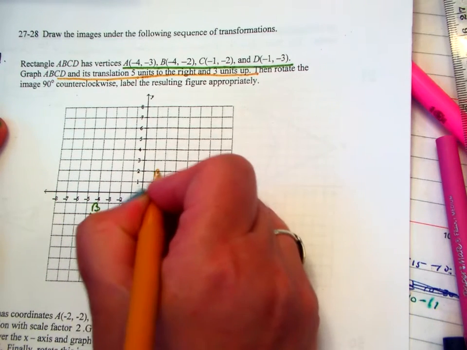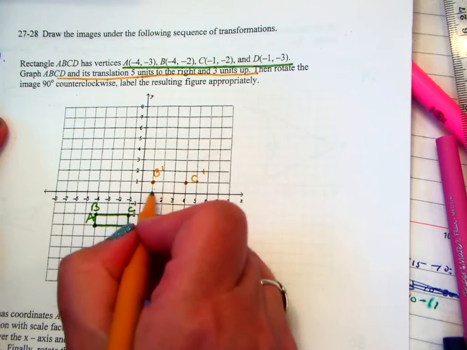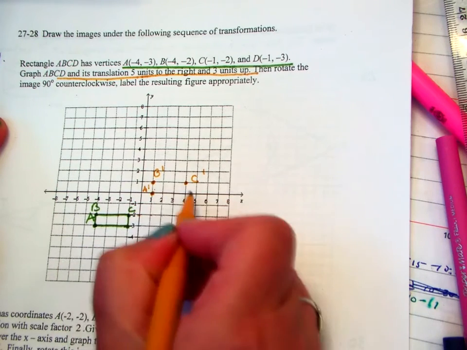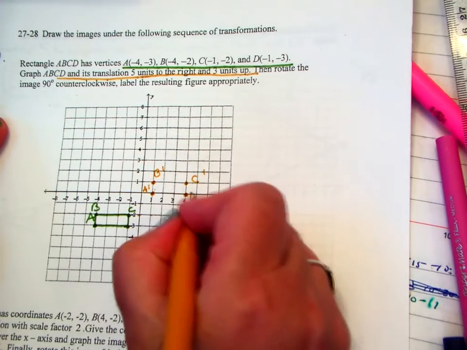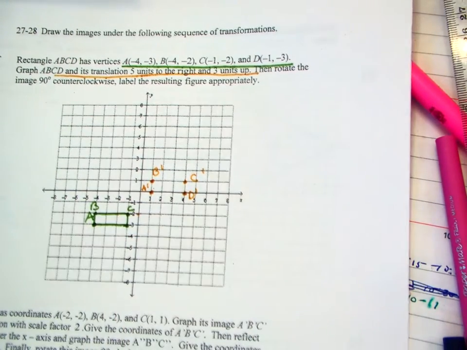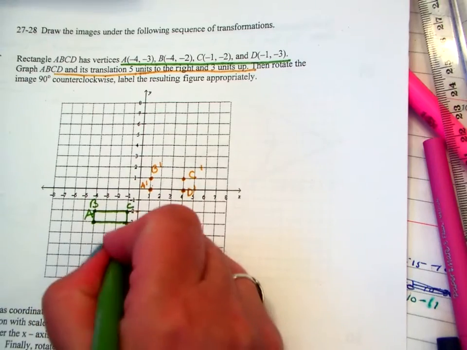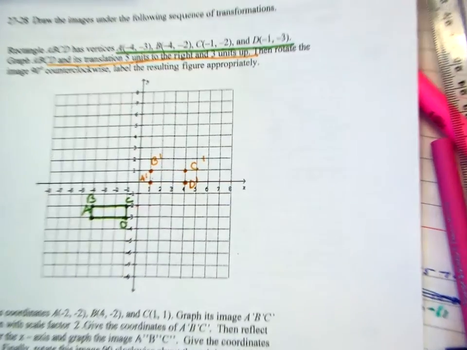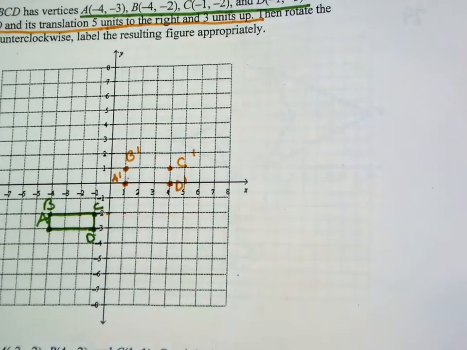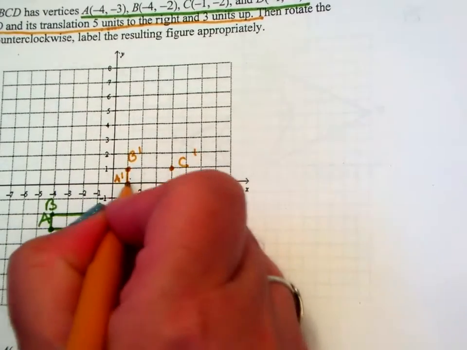I don't necessarily have to do all this. If I have those correct, I can assume the rest of the figure will stay the same. Oh, I never did actually label that one. All right, so there's D prime. Makes me feel better if I have that on there. All right, so there's the new figure, the prime figure, so it would look right here.